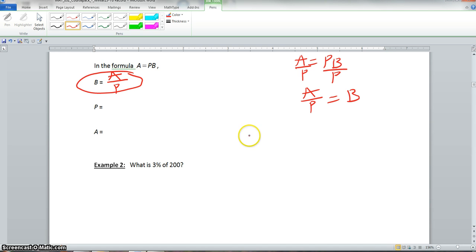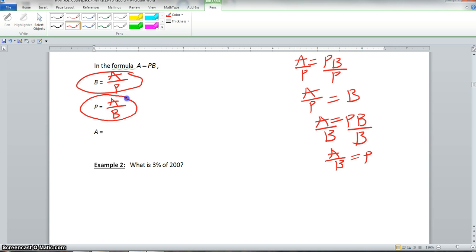So that took care of the first one. Now we want to get P by itself. So we go back to that original formula, A is equal to PB, and then we want to get P by itself. Now, of course, B is connected to P by multiplication, so we could divide each side by B, and then we would have A over B is equal to P. So P is equal to A divided by B. Now we want to get A by itself, and A is already by itself, so we'll write PB, and that's it.